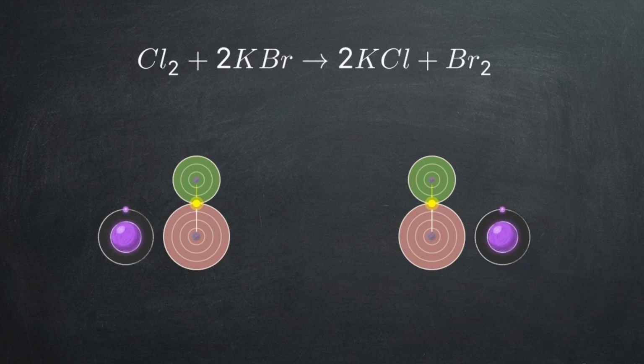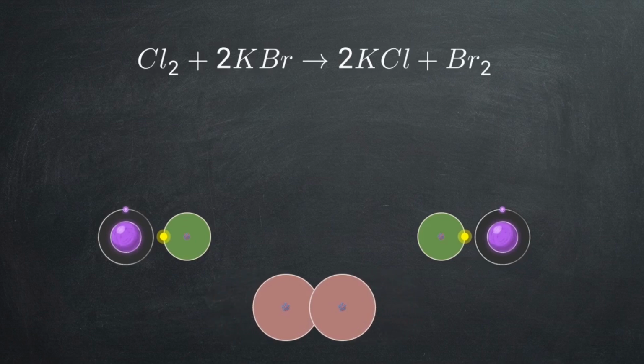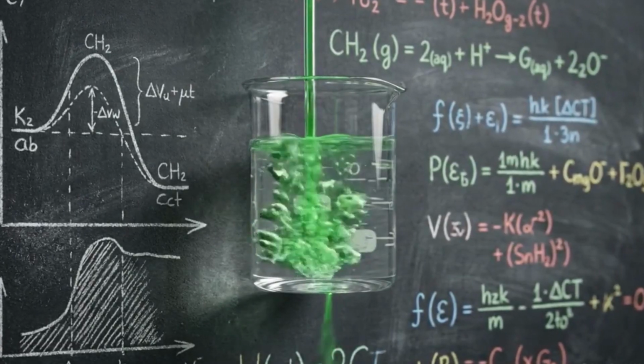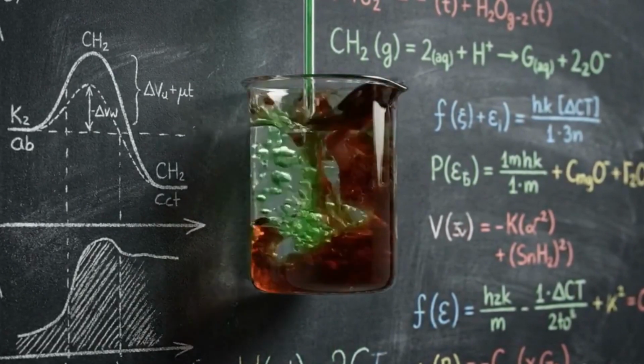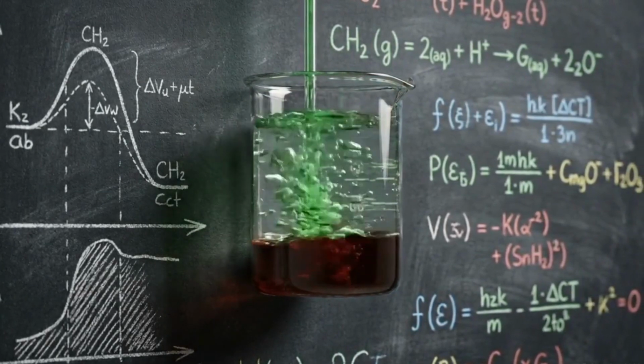Chlorine sits higher in Group 7, meaning fewer electron shells and a smaller radius. Consequently, its nucleus exerts a superior magnetic pull on the contested electron. Chlorine severs the bond, forming potassium chloride, while the ejected bromine returns to its diatomic state. Displacement reactions are predictable equations of subatomic physics, entirely determined by the atomic radius of the participating atoms.